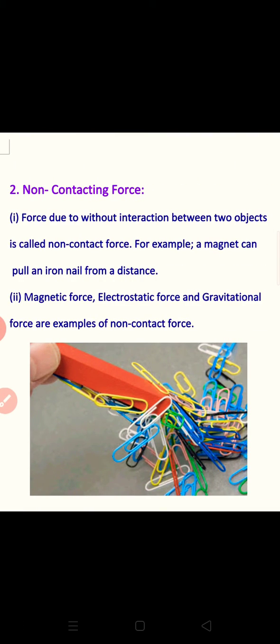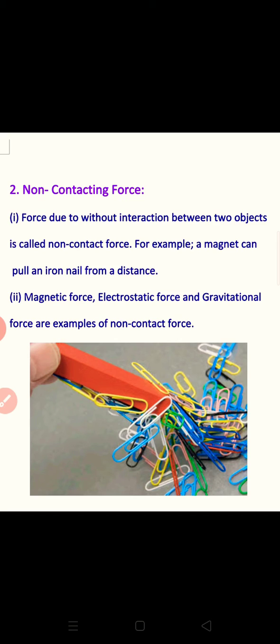Good morning, students. Today I'm going to explain to you the topic non-contact forces. Under non-contact forces, I will explain different kinds of non-contact forces, of which the first is magnetic force. In the previous video, I explained contact forces.